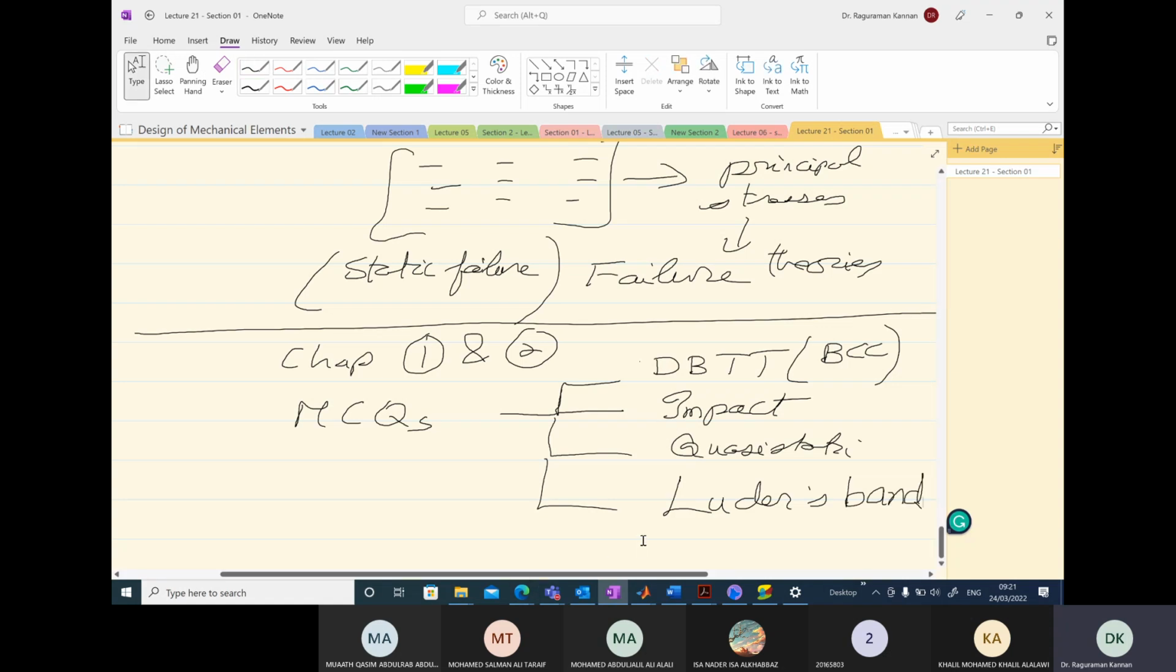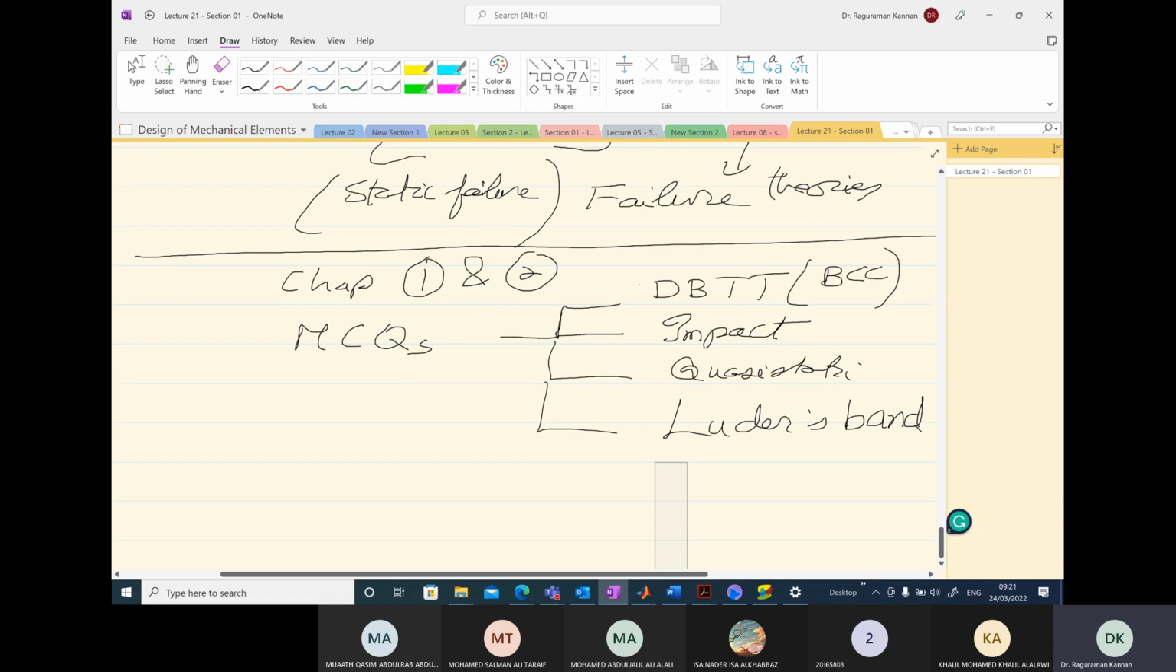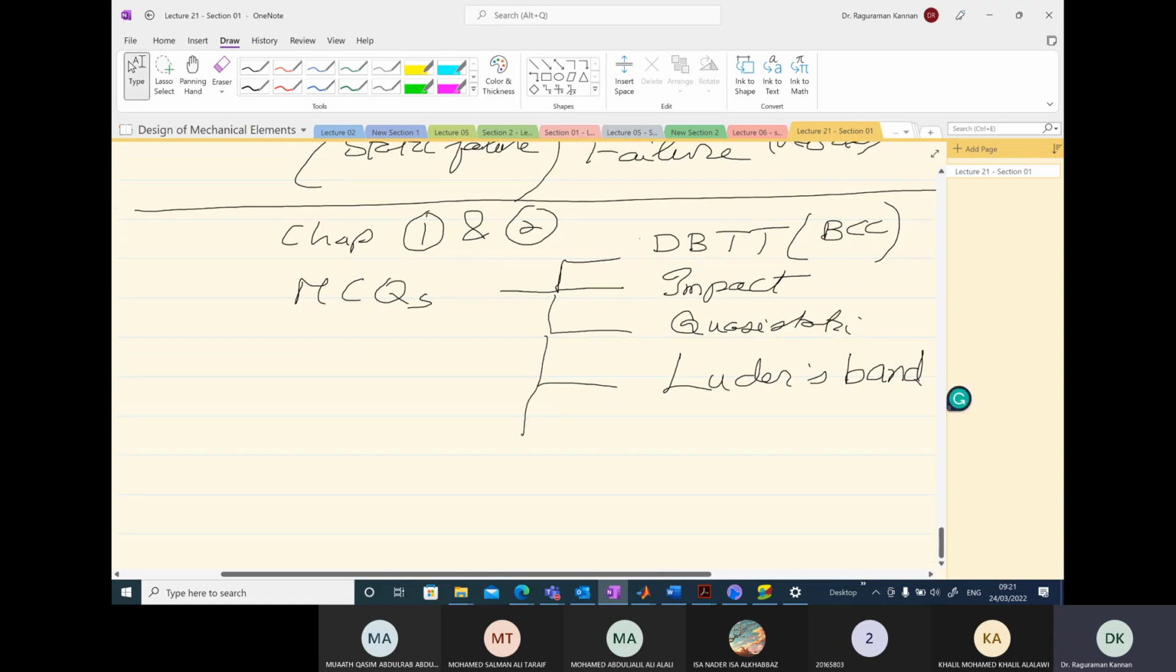Okay. Then what other things can I remember about? Remember the difference between ductile and brittle materials, what makes them ductile or brittle, what is slip, what is dislocation.